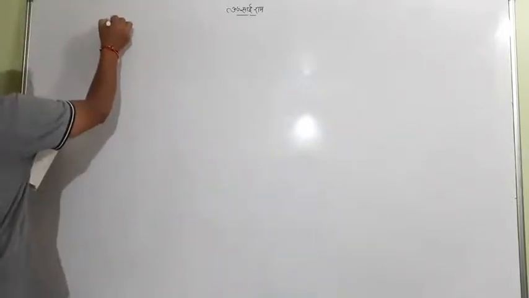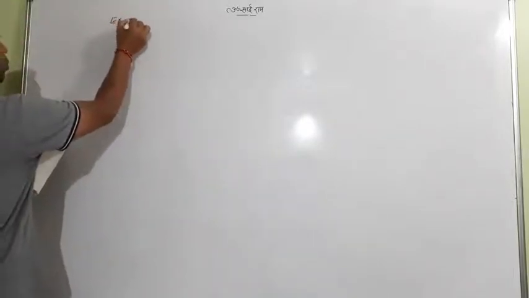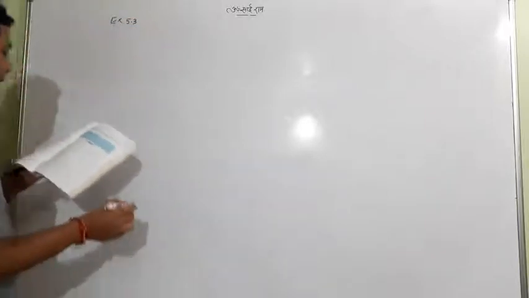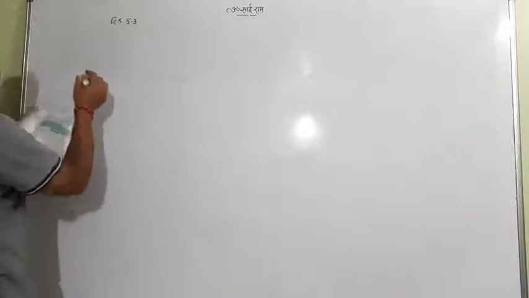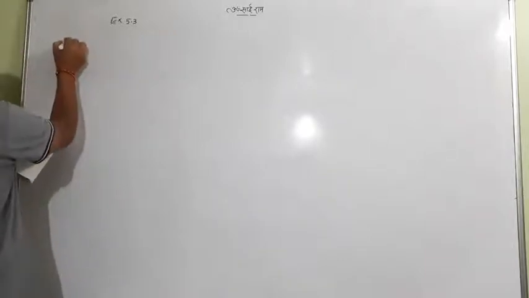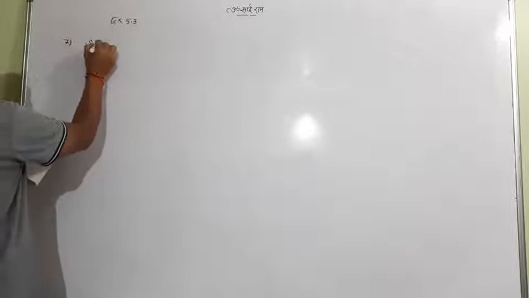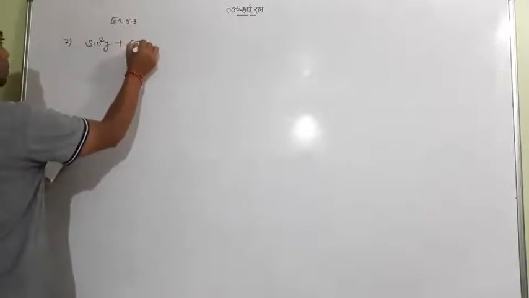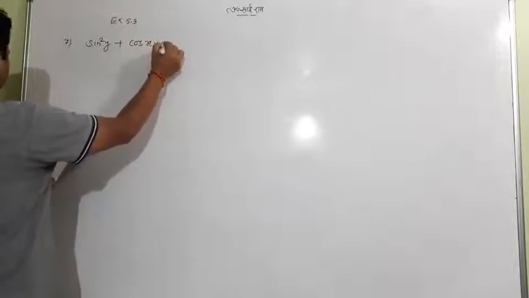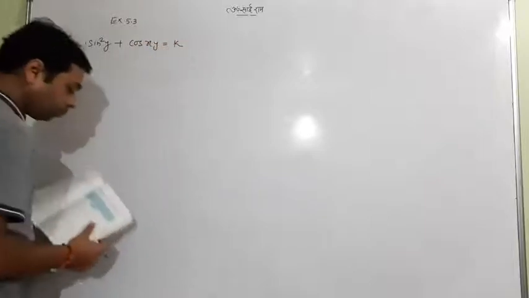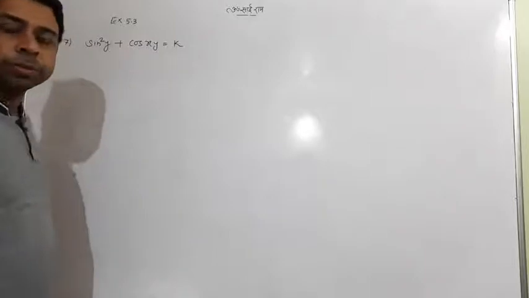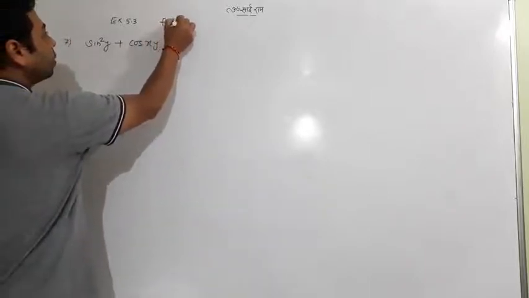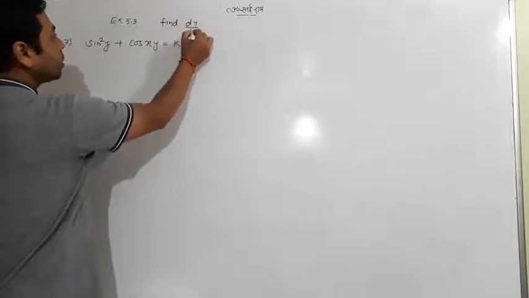Exercise 5.3 we were discussing, and we want to take one of the questions. I'm just taking here the seventh question of the exercise. The question is sin square y plus cos xy is equal to k. We want to find dy by dx.